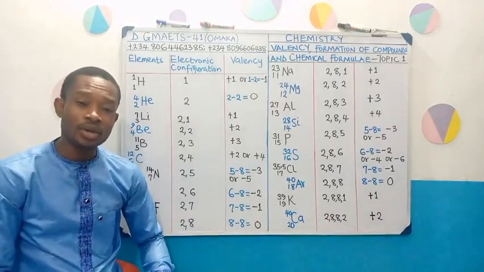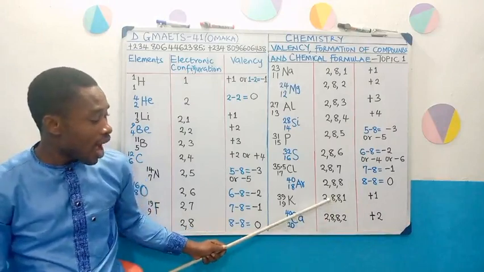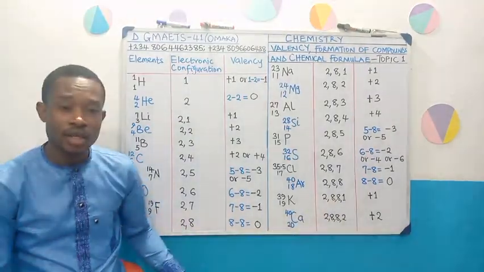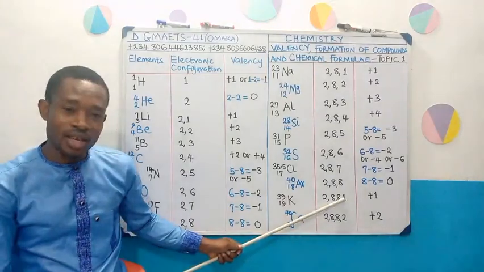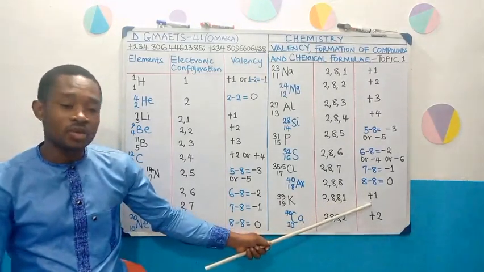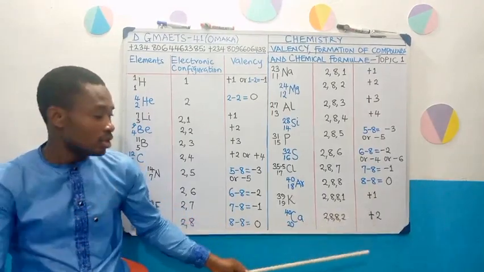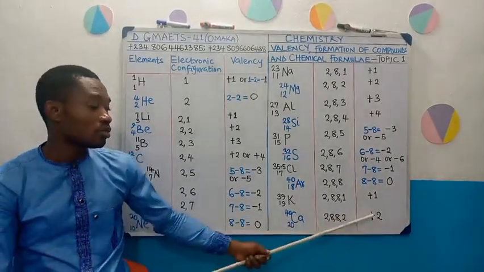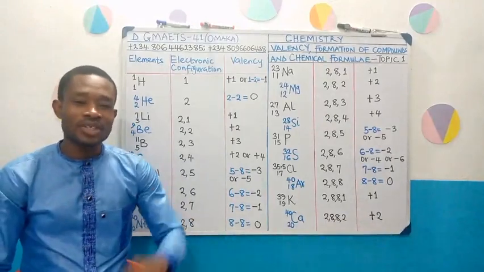Potassium is atomic number 19. If you add this thing up, you will get that 19. So, it's a metal. The last electron you can see is less than 4. So, its valency is simply that number, which is plus 1. Same with calcium, plus 2. So, you can see this.